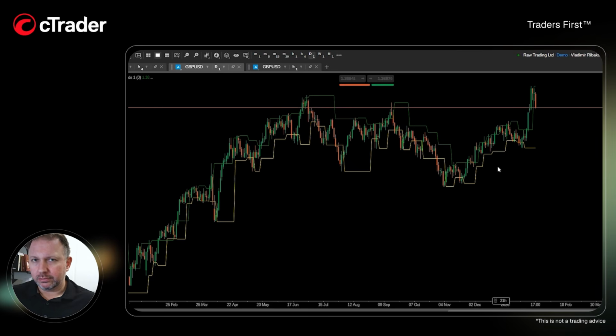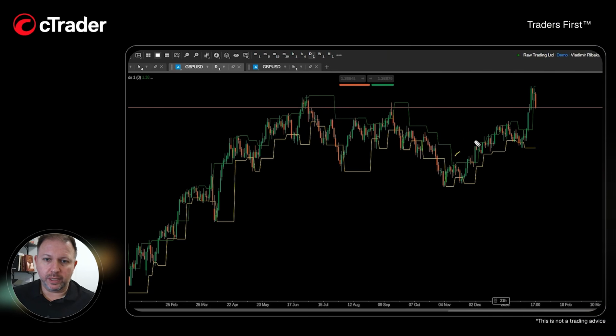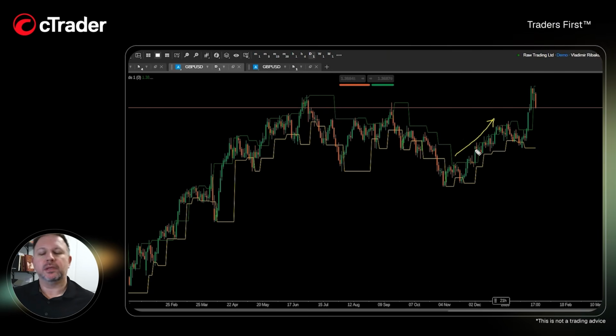What are the most common uses of this indicator? Let's break it down. The very first one is trending market conditions. When the bands are trending with a steep slope to the upside, we are in bullish market conditions. On the other hand, when the bands are sloping to the downside, we are in bearish market conditions.